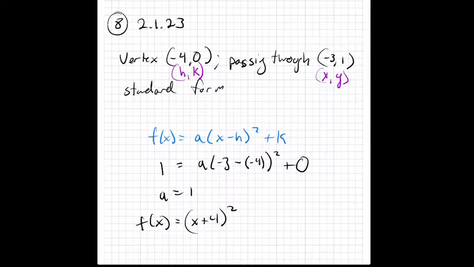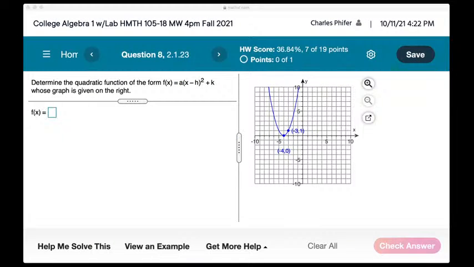Let's hop back over to Pearson. A U-shaped graph that's been moved left by 4, so we got x plus 4 quantity squared. That was it.